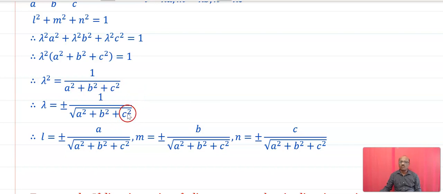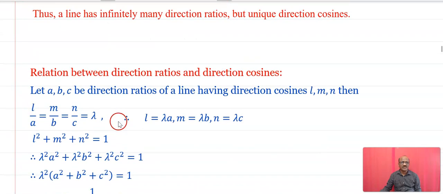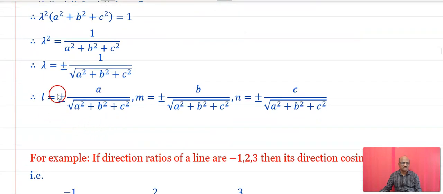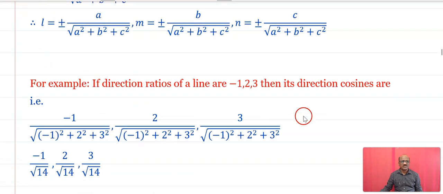Take the square root on both sides. Then you will get lambda is equal to plus or minus 1 upon the square root of a square plus b square plus c square. And hence you have l equal to plus or minus a upon the square root of a square plus b square plus c square, m equal to plus or minus b upon the square root of a square plus b square plus c square, and n equal to plus or minus c upon the square root of a square plus b square plus c square.